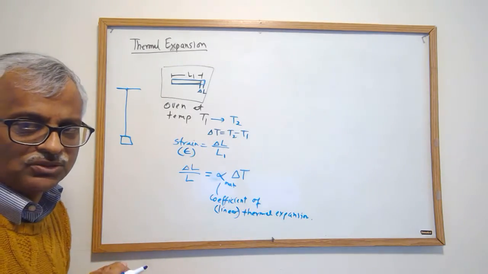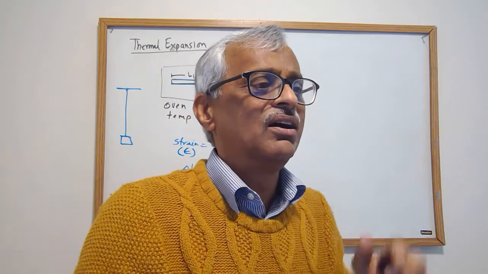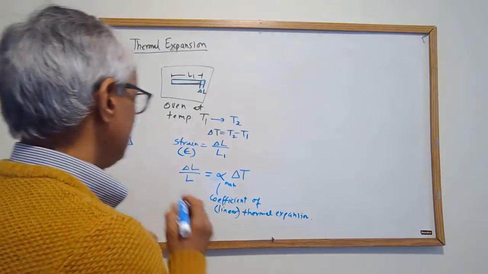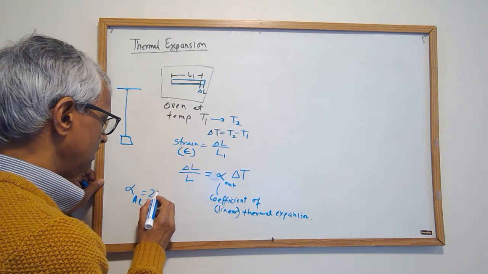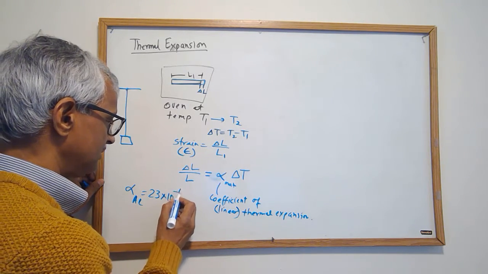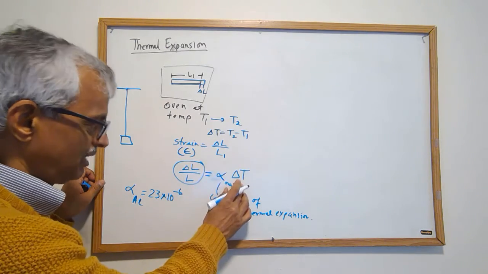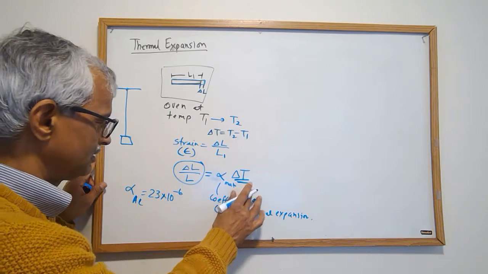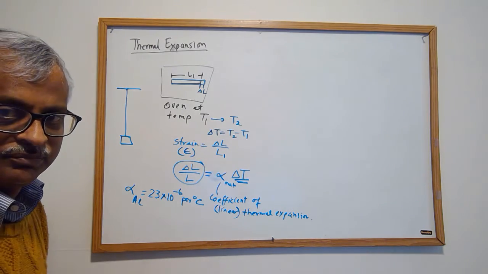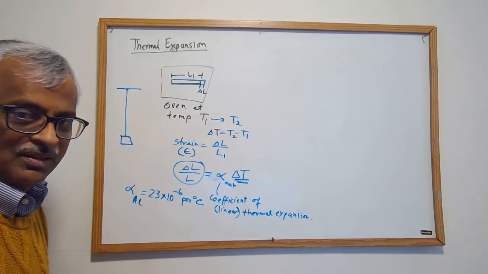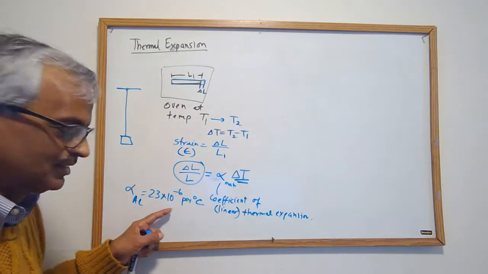So what are some of the values? I have a table here. For instance, alpha for aluminum is 23 times 10 to the power minus 6. You can see this has no units other than one over temperature. If this is in degrees Celsius, this is per degree Celsius. So if you want per degree Fahrenheit, what would you have to do?